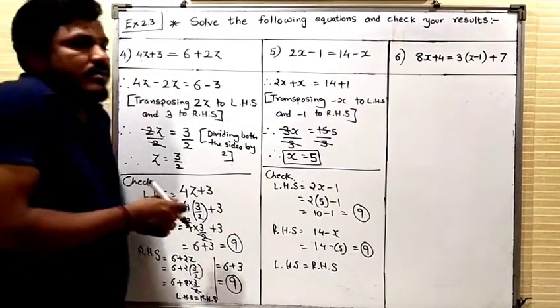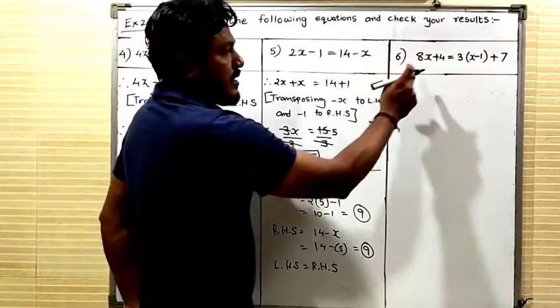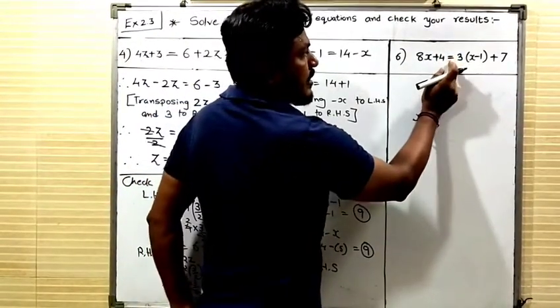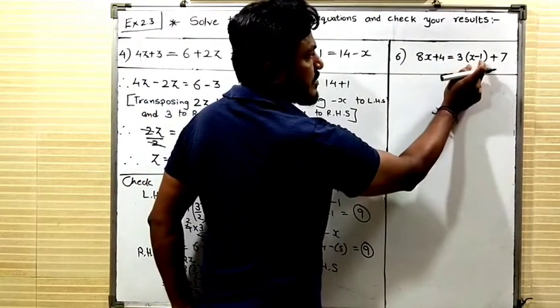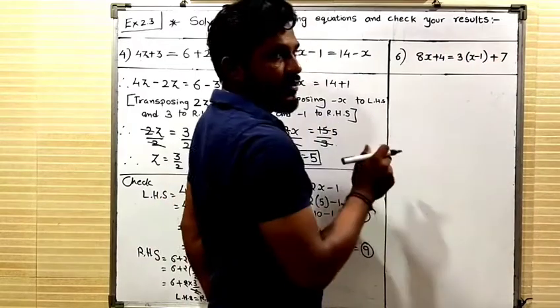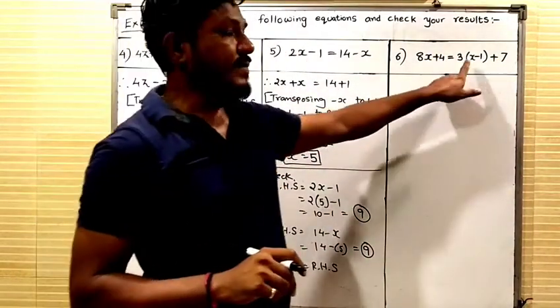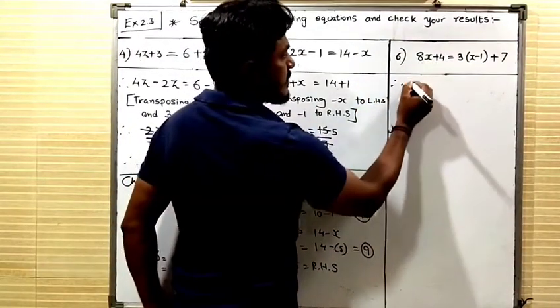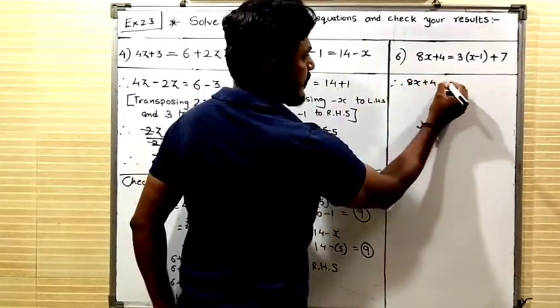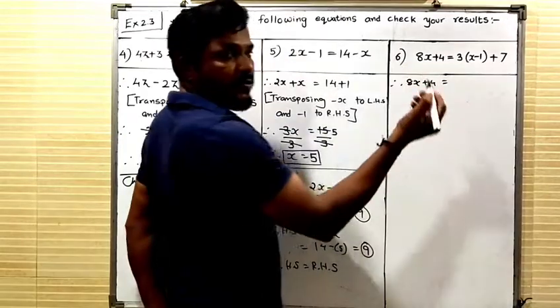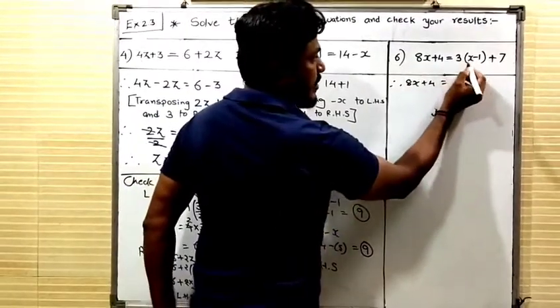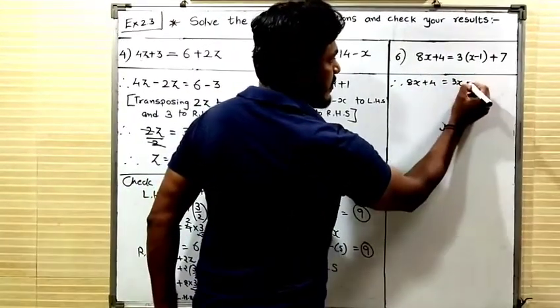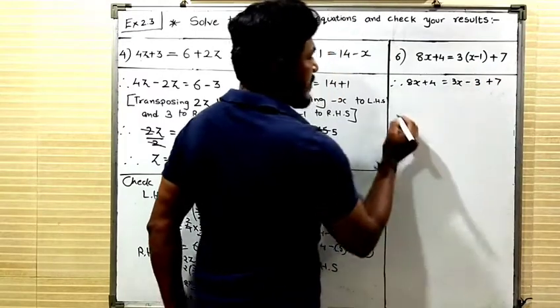Now let us see our sum number 6, that is 8x plus 4 equals to 3 in bracket x minus 1 plus 7. Dear student, first you have to resolve this bracket. Then you have to transpose. Write on this as it is. Now, how to resolve bracket? Just you need to multiply. 3 into x gives 3x. 3 ones are 3 plus 7.